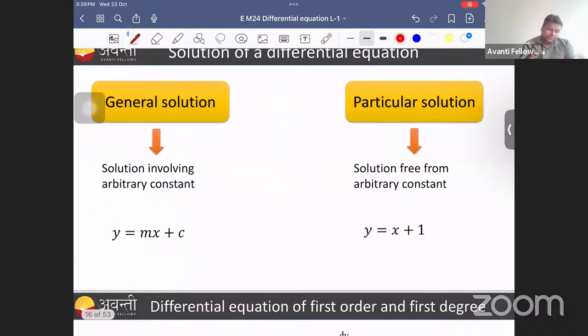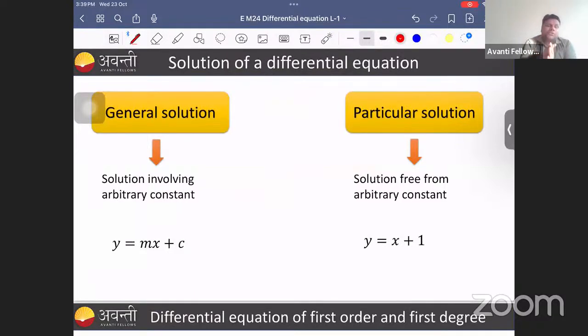Now, there is a solution of it. See, you have a differential equation. Now you are going to solve it. In the solution, while you will be integrating it, after integration, you are going to insert a constant of integration c. So for different values of c, you are going to get different solutions of that equation.